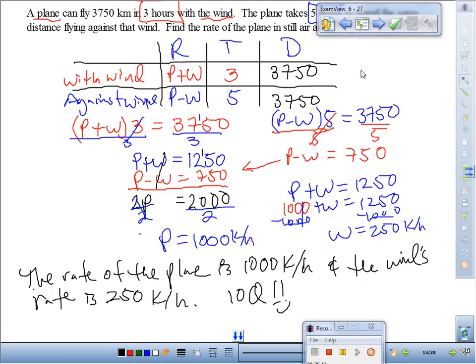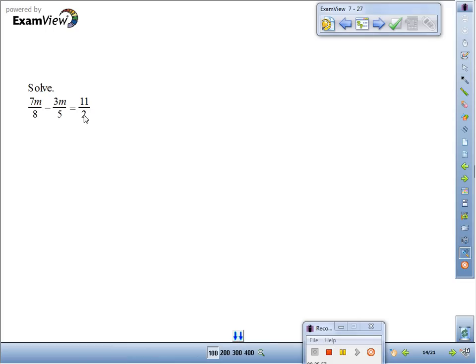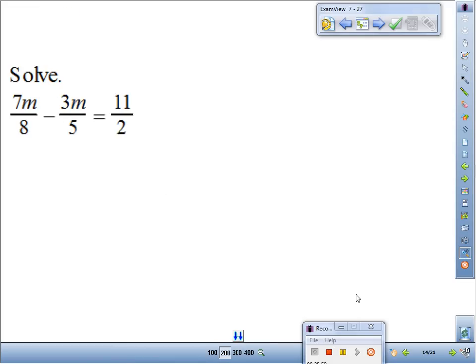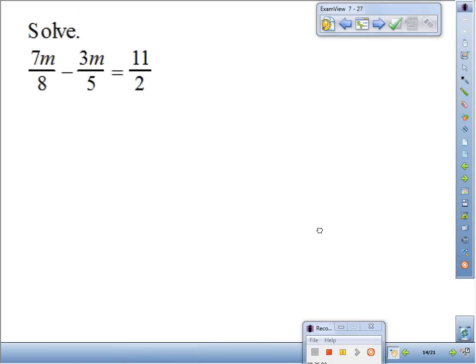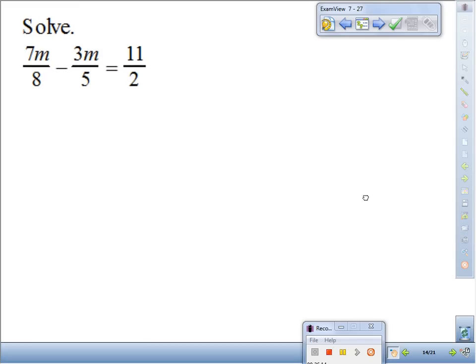Okay, let's go to number 7. I'll give you a couple of seconds to copy that. Let me zoom in. It says 7m over 8 minus 3m over 5 equals 11 over 2. First of all, what do you guys notice? That there's fractions all over the place.